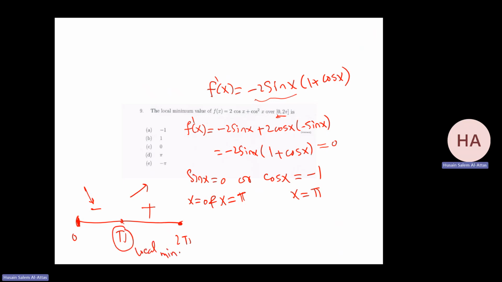But what the question wants, he doesn't want the x value, he wants the y value. So you have local minimum at x equal pi. So it will be y. It will be f of pi, 2 cosine pi plus cosine square pi. It's minus 2 plus 1, which is minus 1. So that will be ours.